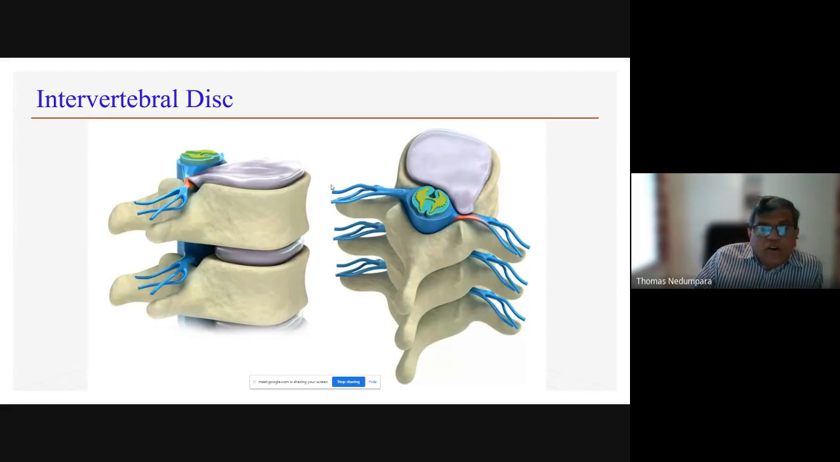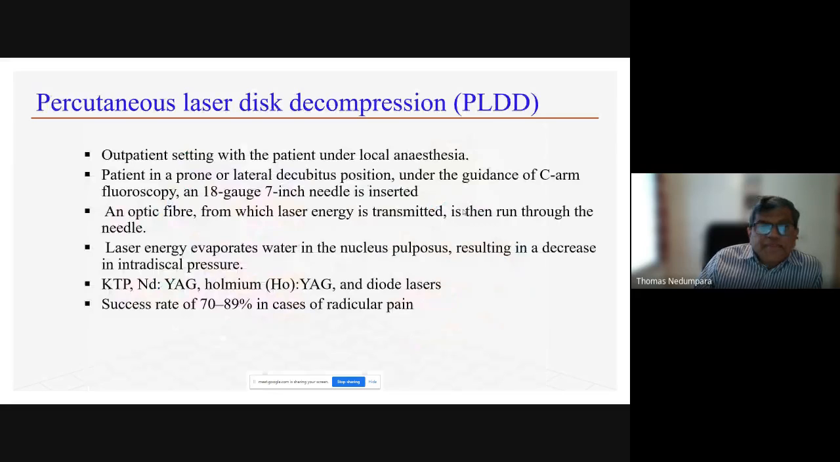This is a common condition, degeneration of the intervertebral disc. I can see the disc is protruding and pressing on the nerves coming off the spinal cord. So there is inflammation of the nerves producing pain. There's a new development, percutaneous laser disc decompression. It is still in the research stage. The advantage is it can be done under local anesthesia.